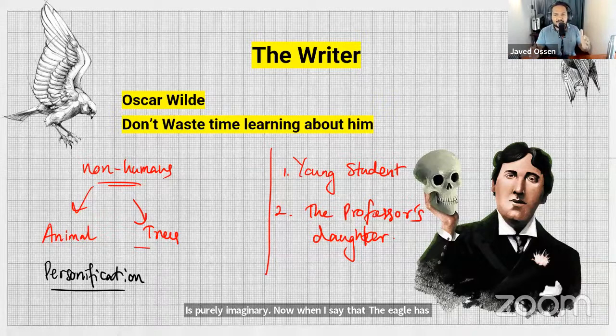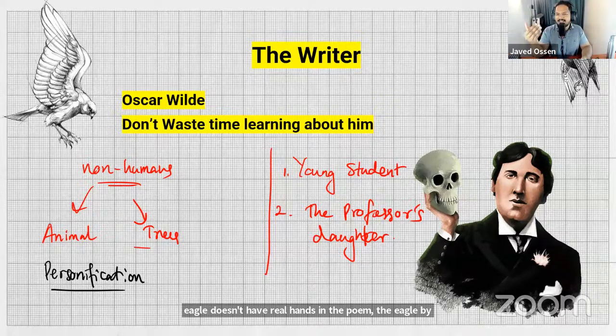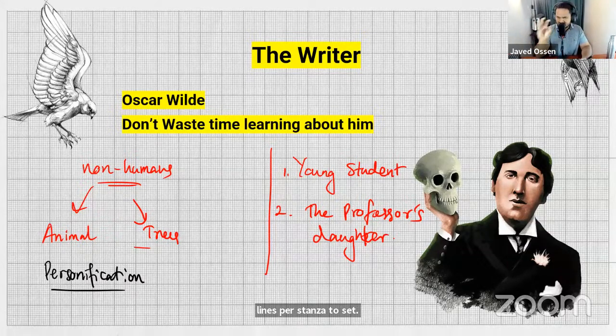The Eagle by Alfred Lord Tennyson, fragment of a poem under the theme of what, Nangi? Under the theme of nature. You might know that there is personification because the eagle doesn't have real hands. In the poem, The Eagle by Alfred Lord Tennyson, a fragment, 2-stanza poem, 3 lines per stanza, triple A, triple B rhyming scheme, rhyming tercets we call them. If you take a look at that poem, the eagle doesn't really have hands.